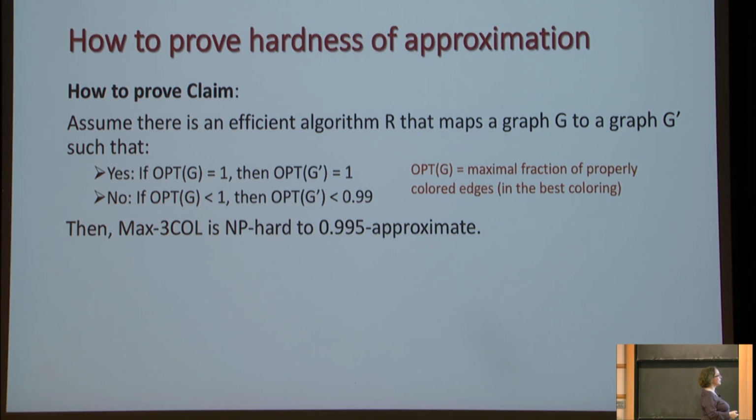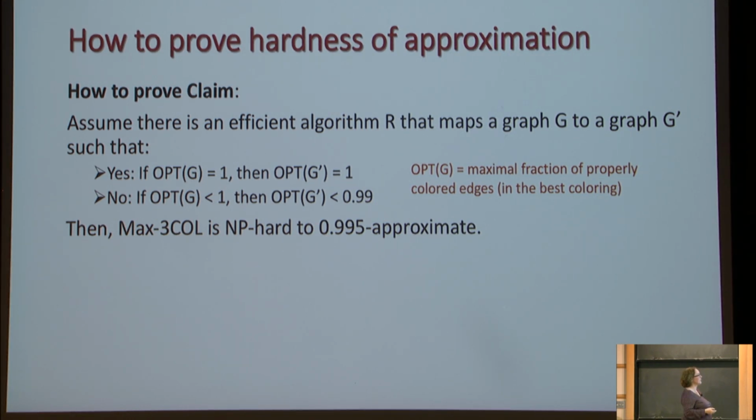Then for G prime, every coloring violates at least 1% of the edges. Okay, so in our claim, we're assuming that we have this gap-producing reduction. If we have such a reduction, then max 3-coloring is NP-hard to approximate to within some factor alpha. And it's some factor that's between 0.99 and 1.